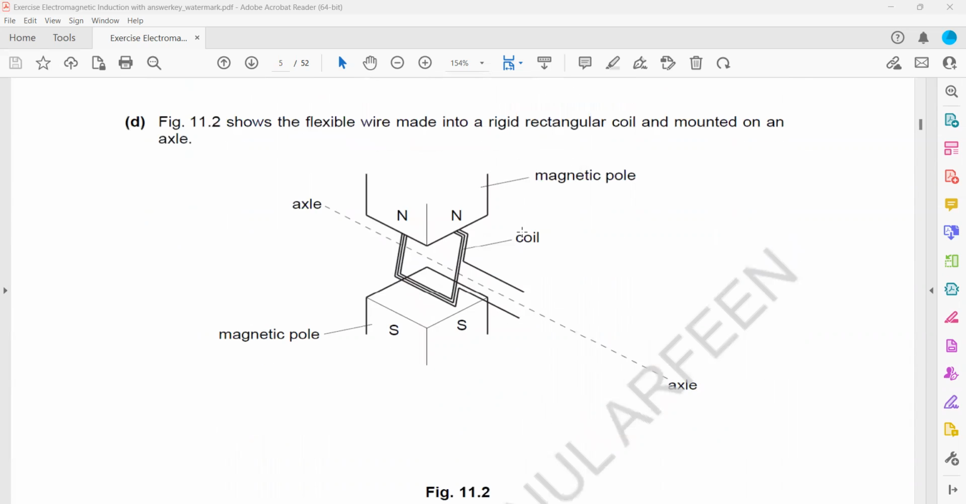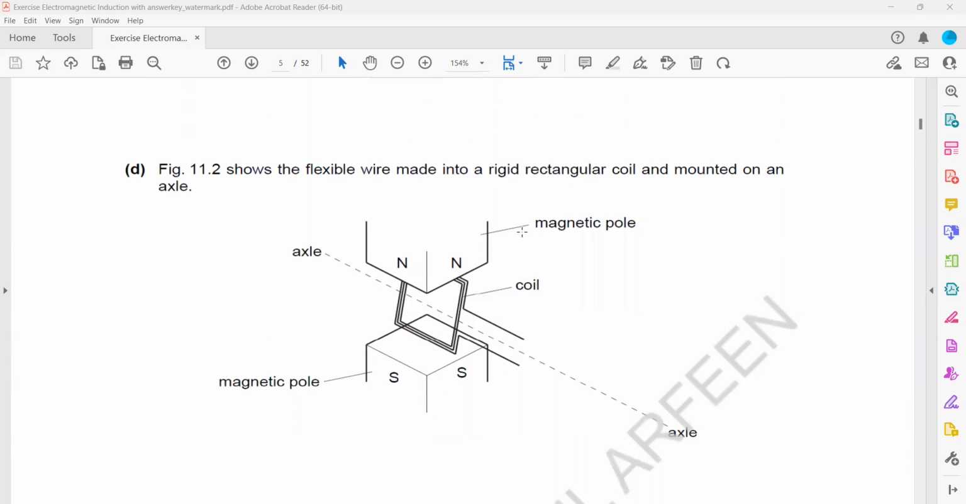Because we are passing a current and the wire rotates, it's a DC motor. If we rotate the wire and it produces a current, then it will be an AC generator. That's the difference. A DC motor takes electricity and moves, converting it to kinetic energy. But in an AC generator, we rotate the wire and produce electricity.